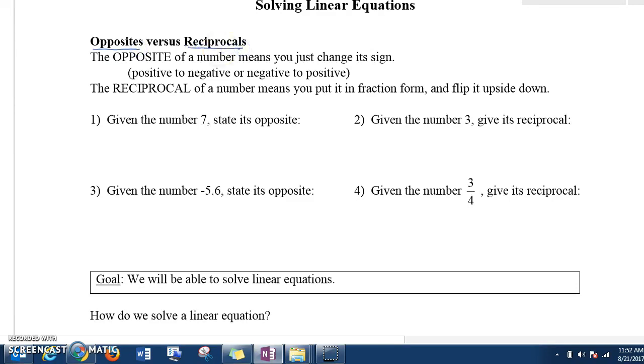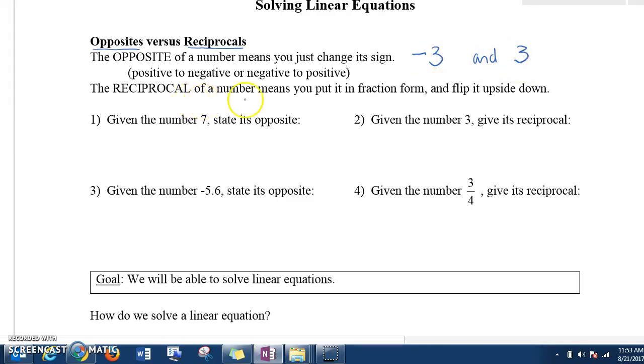You're probably used to hearing the words opposite reciprocal together. We want to just dissect that. The word opposite means that it is the same number with a different sign. For example, it's -3 and 3. These are called opposite numbers. Same number, one is negative, one is positive.